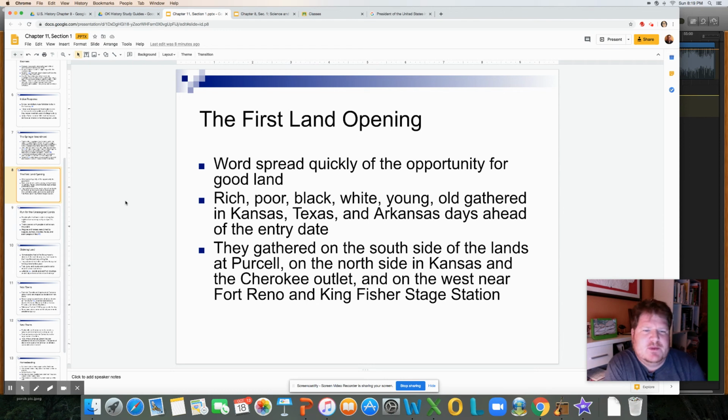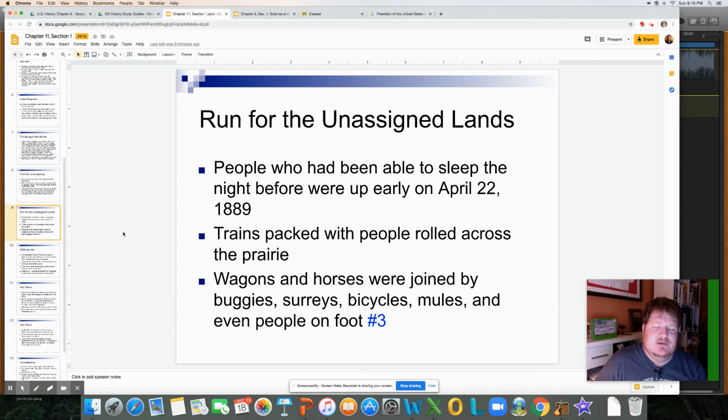First land opening: the word spread quickly of the opportunity for good land. Rich, poor, black, white, young, old gathered in Texas and Arkansas days ahead of the entry date. They gathered on the south side of the lands at Purcell, on the north side in Kansas, and at the Cherokee Outlet on the west near Fort Reno and Kingfisher Station. We see that the land run in the territory occurred on April 22nd of 1889.